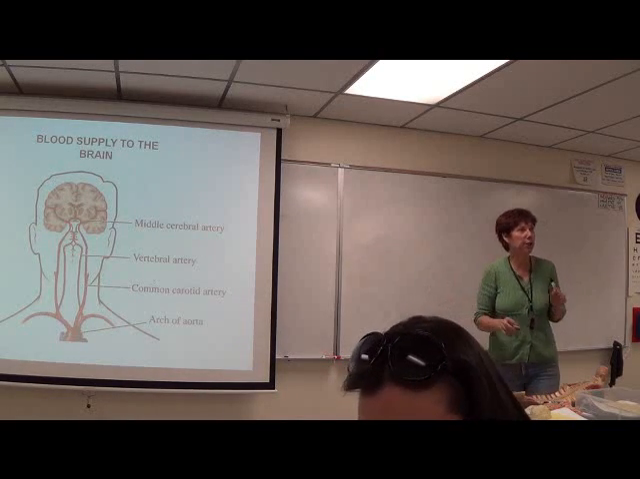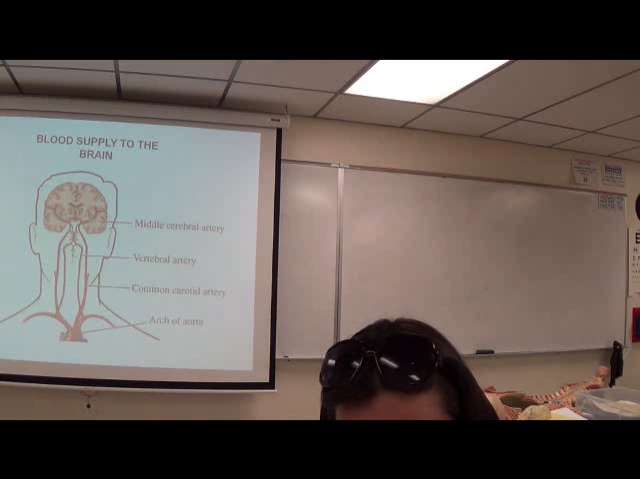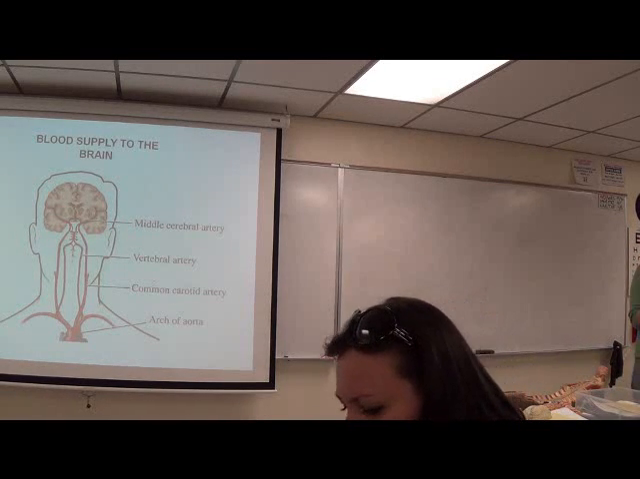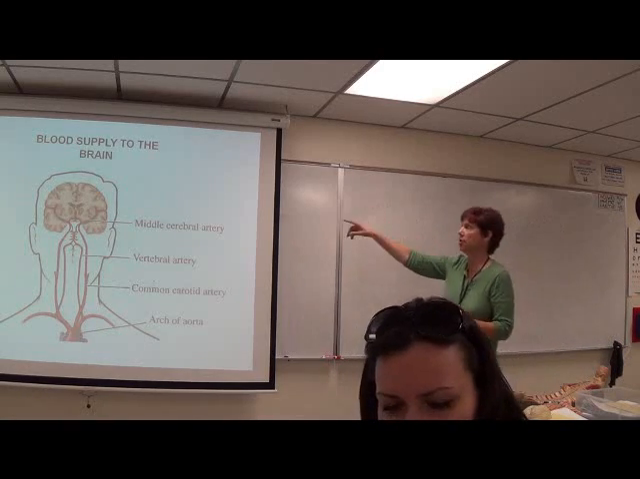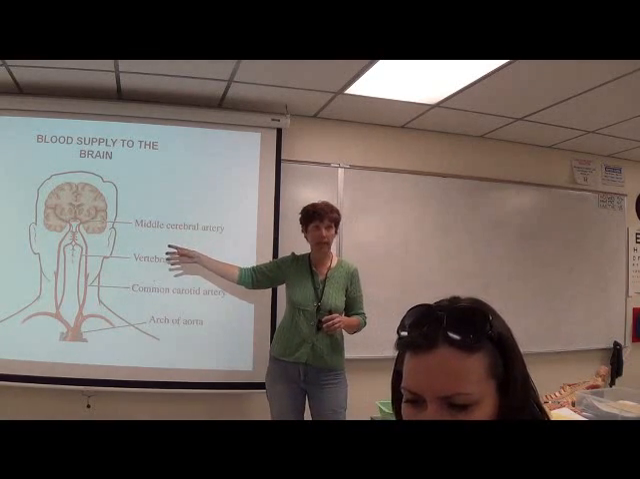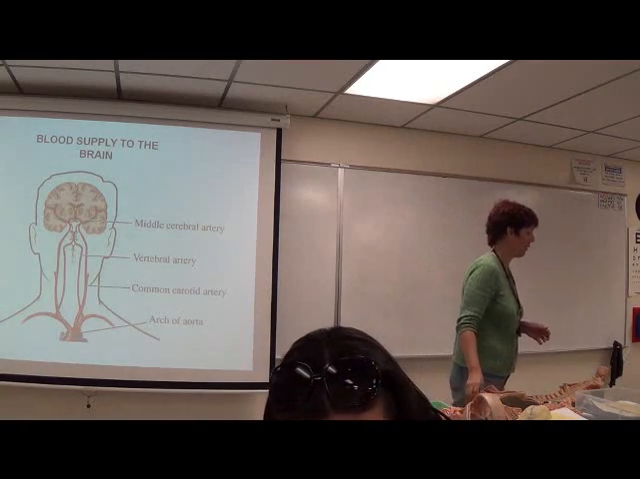All right, so we have 2 sets of blood vessels we talked about that take blood to the brain. If you recall, the largest of the pair of blood vessels are the internal carotid arteries. And then the smaller pair are the vertebral arteries.